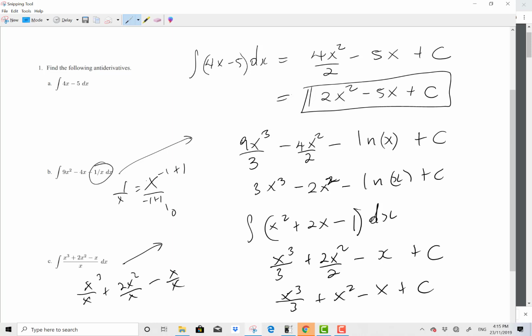So let me just go over real quick. Just this one here we need to emphasize. If we have 1 over x, that's going to be ln x. We have 9x squared, we add 1 to the exponent, divided by 3, so we're going to get 3x cubed. We have 4x, add 1 to that, divided by 2, we're going to get 2x squared, minus ln x plus c. So that's the situation right there. We actually have the integral for all three problems. So that completes number 1.